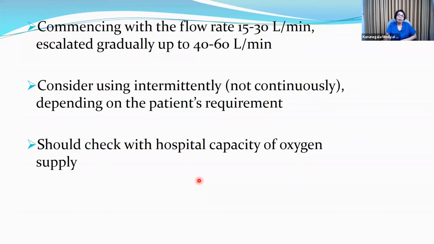So maintaining this much flow rate for a long time is not easy. We can use this intermittently depending on the patient's requirement. And of course, you will have to check with the hospital capacity of oxygen supply. Otherwise, you will run out of oxygen because 6 liters per minute of flow rate is a hell of a lot. If you provide it for 24 hours, I think we'll have to use about 12 jumbo cylinders per day.